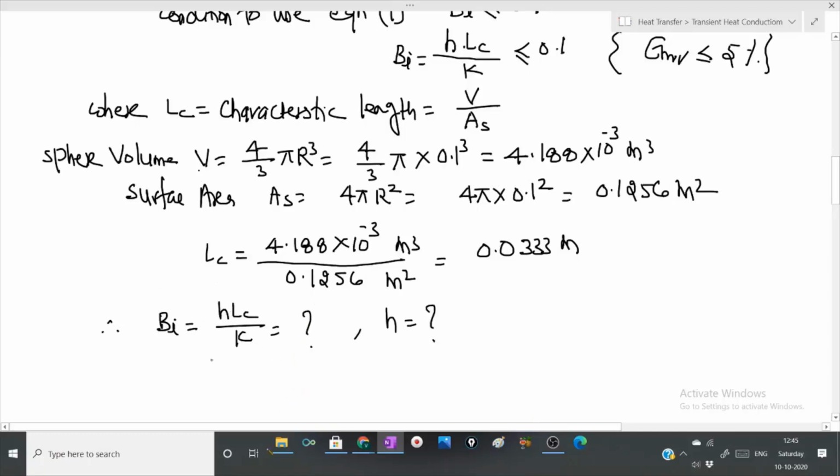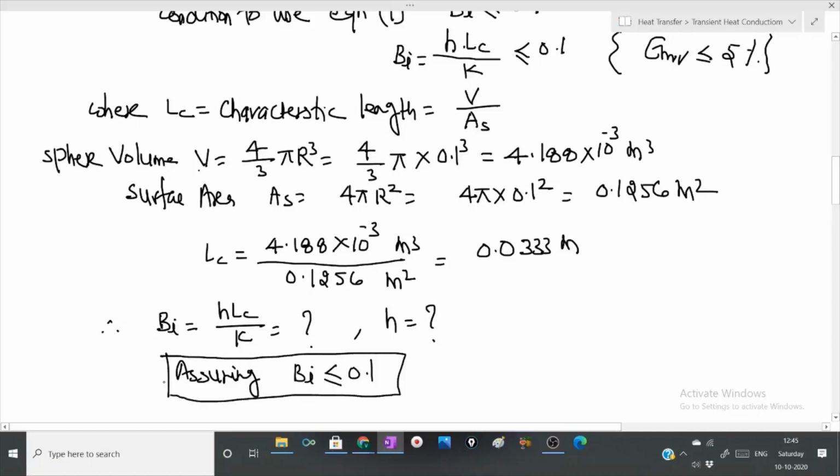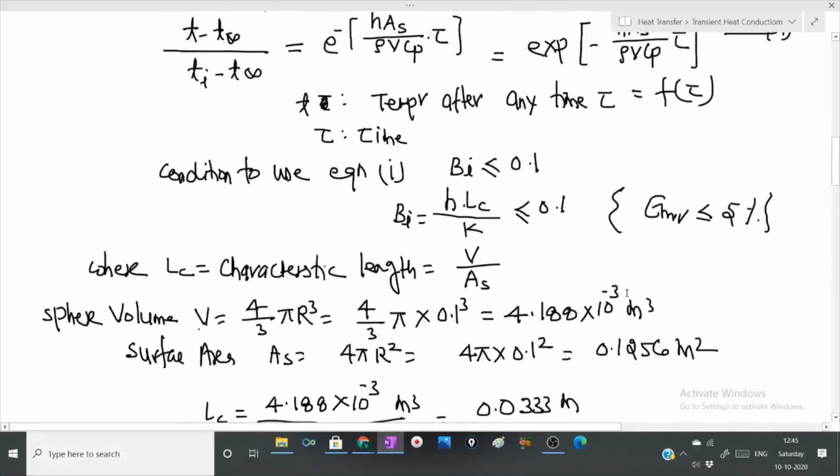I will assume that Biot number is less than or equal to 0.1. Now actually before applying lumped parameter analysis, this condition must be satisfied. Which one? This one.